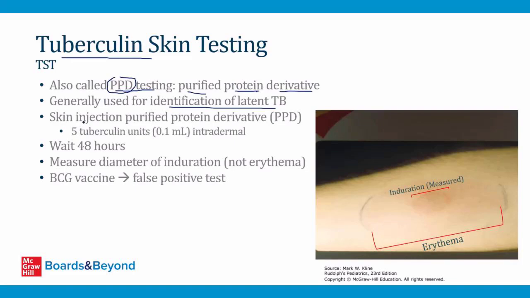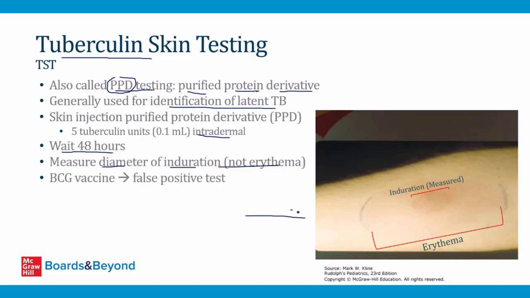The way you do this test is you inject a small amount of PPD intradermally, meaning right in the dermal layer of the skin, and then you wait 48 hours. And at 48 hours, you examine the spot on the skin where you injected the PPD, and you measure the diameter of induration, not erythema. Let me explain what I mean by this.